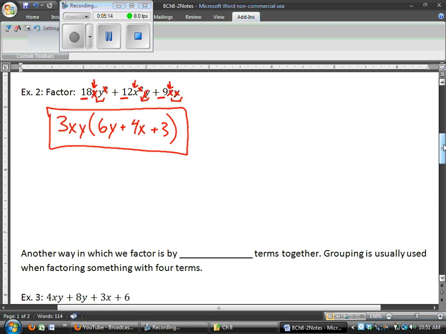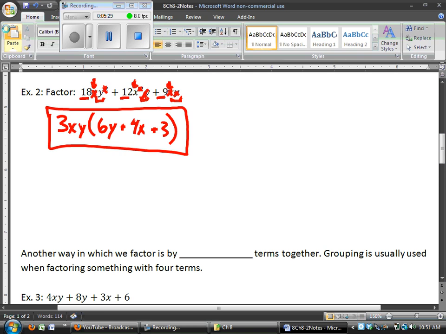And again, if you were to reverse this process and distribute the 3xy, then you would get right back to where we started. Okay? Hope that made sense. If not, make sure to ask questions. We'll be doing practice with it in class as always.